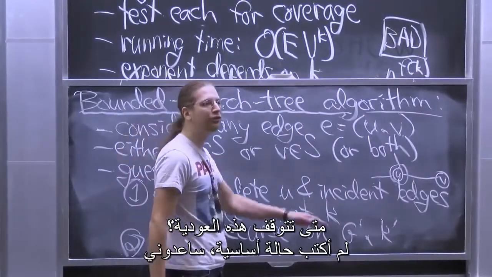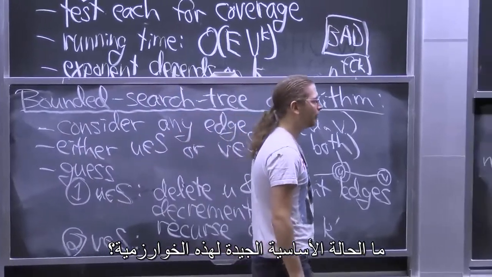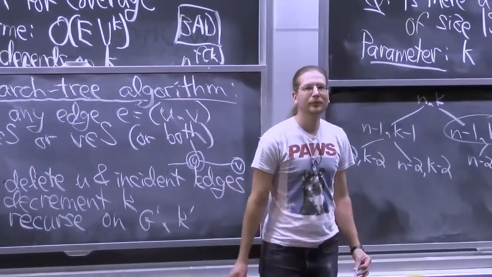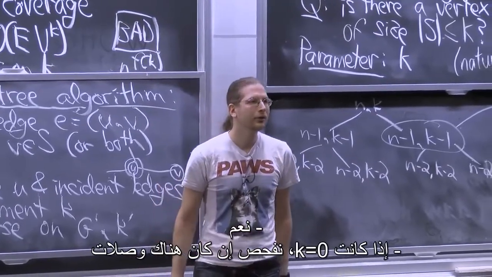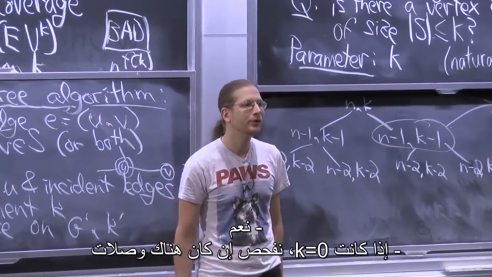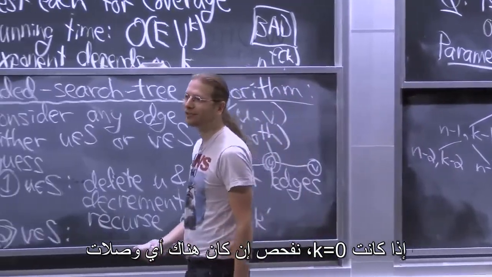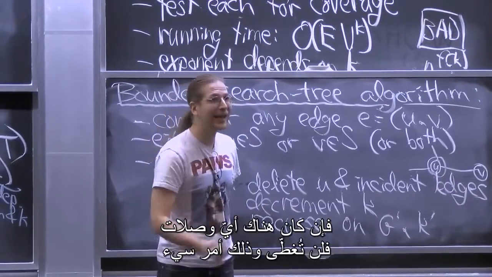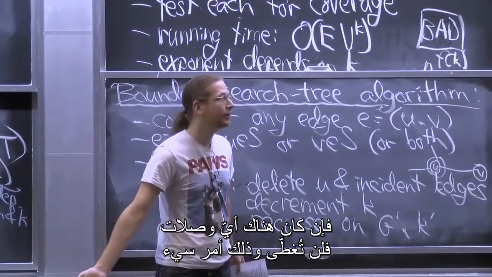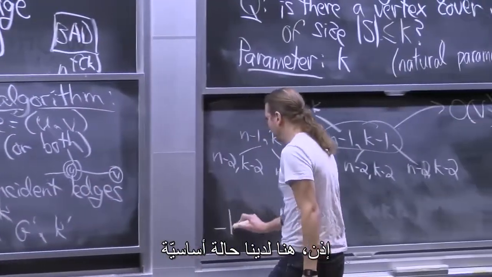When does this recursion stop? I didn't write a base case. Help me out. What's a good base case for this algorithm? When k equals 0, check if there are any edges. When k equals 0, I can't put anything into my vertex cover. So if there are any edges, they're not going to be covered. That's bad news. Okay, so over here we have the base case.